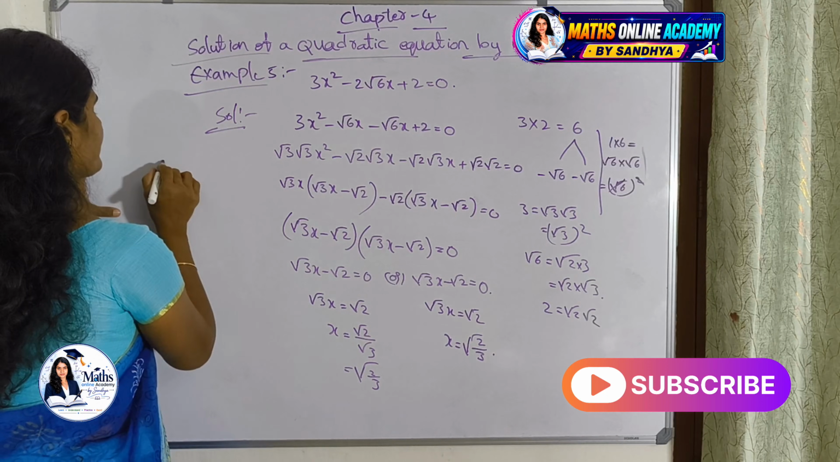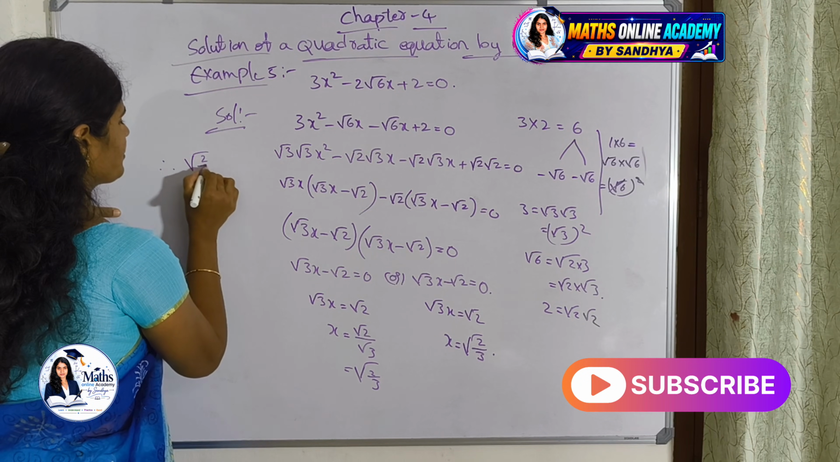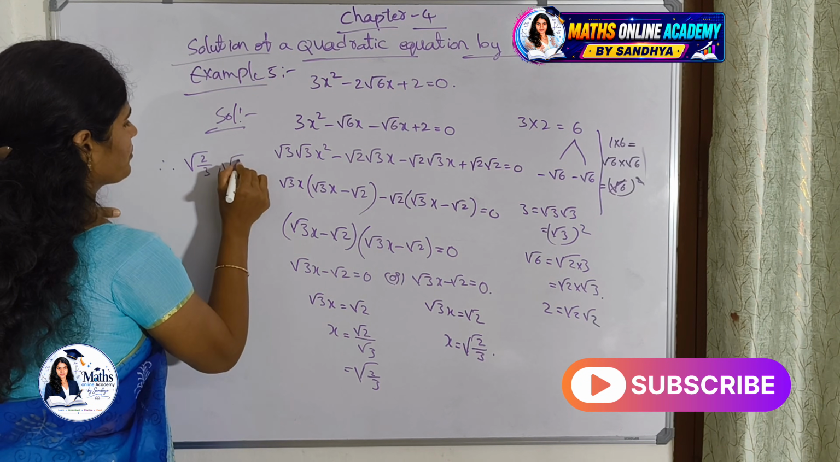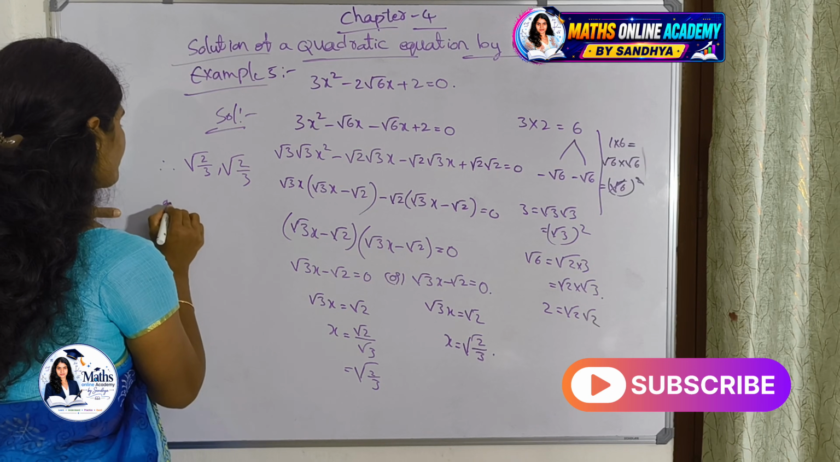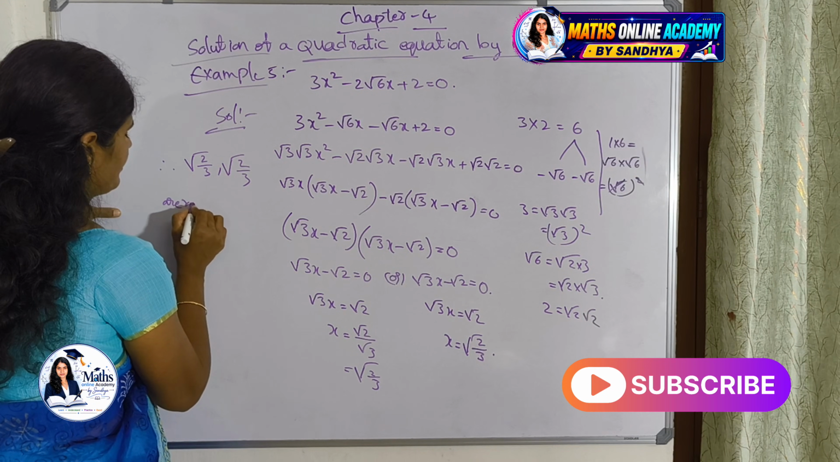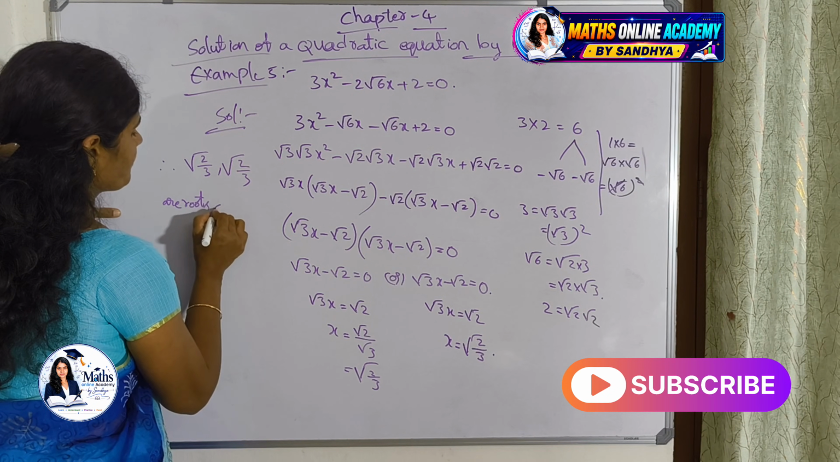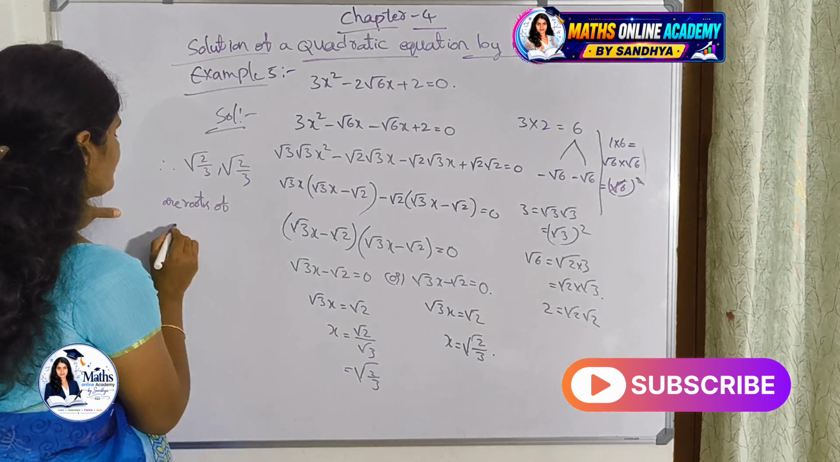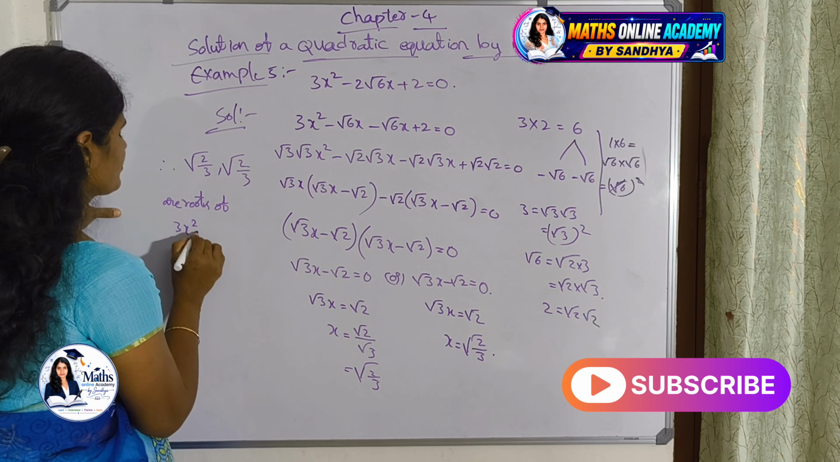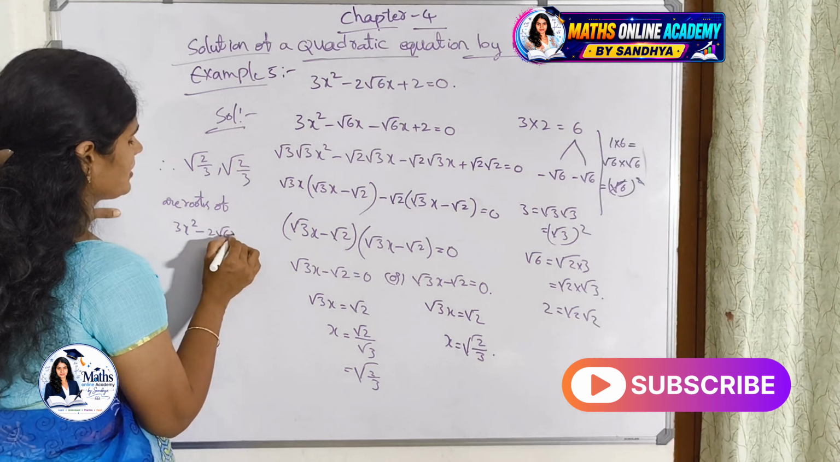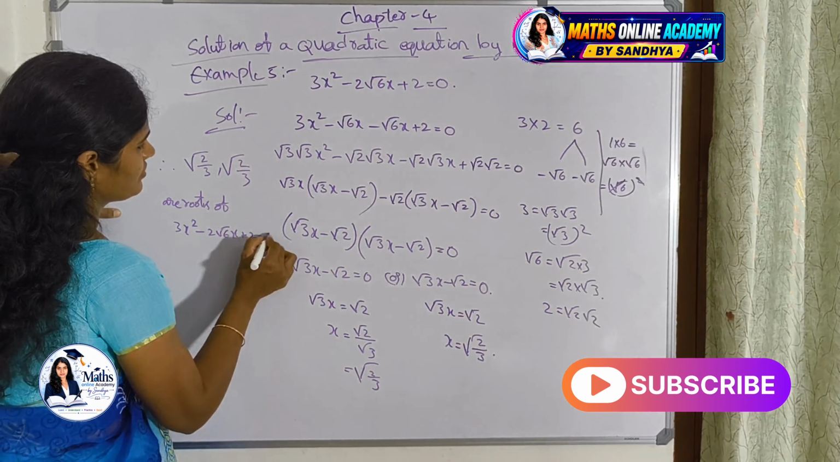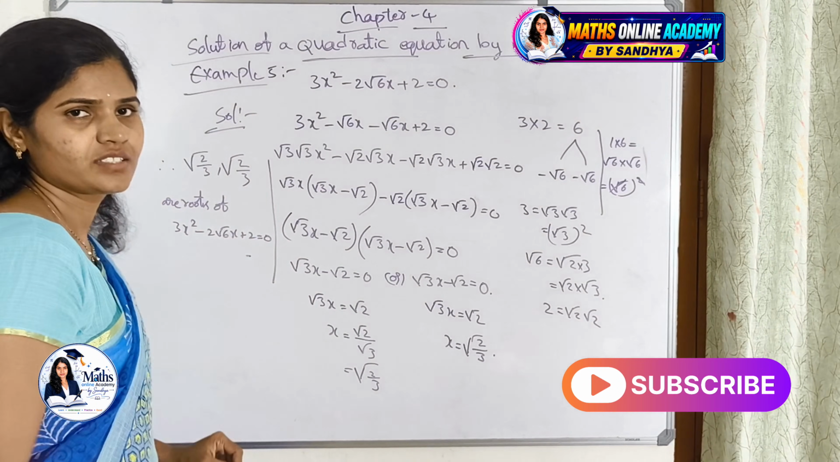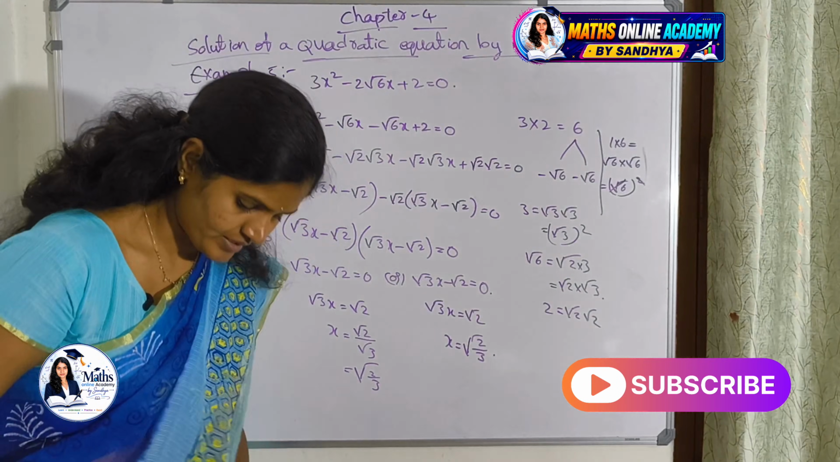Therefore, root 2 by 3 comma root 2 by 3 are the roots of what equation? Roots of 3x square minus 2 root 6x plus 2 equal to 0. This is the solution.